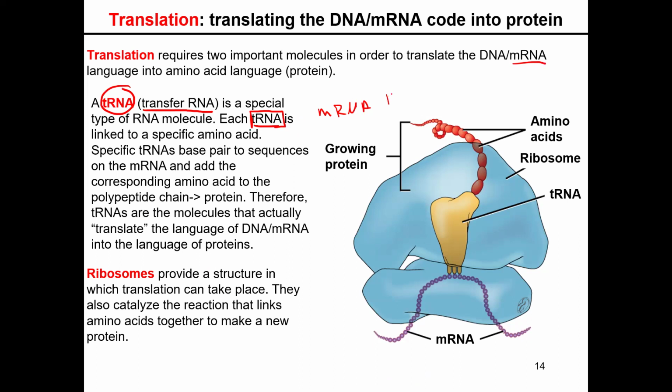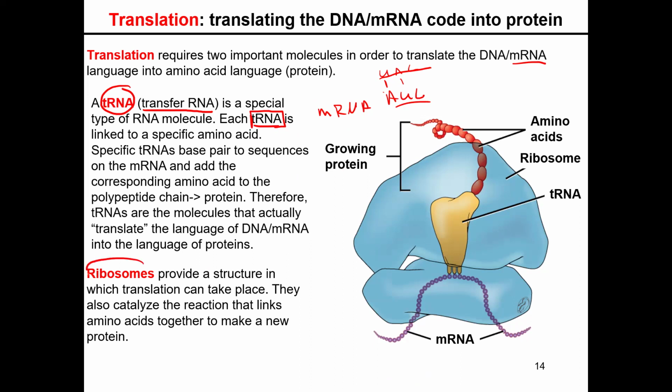So if we had something like AUG, it's going to find the complementary set to this. So in this case, it would be U, A, and C. So our tRNA would have this codon, and it would find this here in order to know what amino acid it's going to drop off.